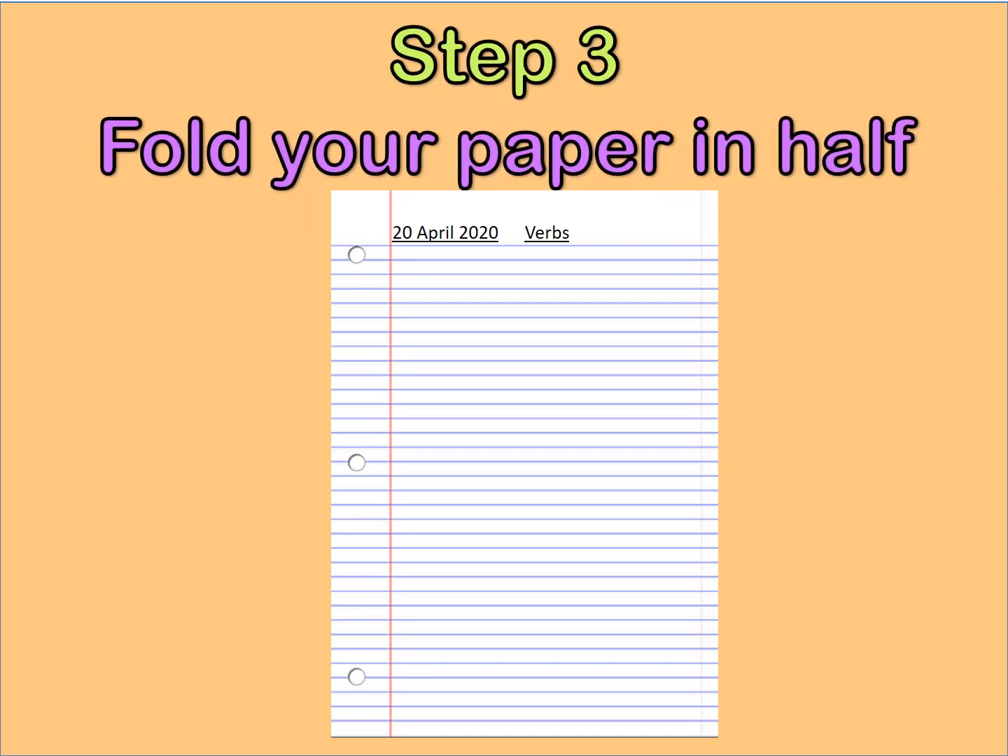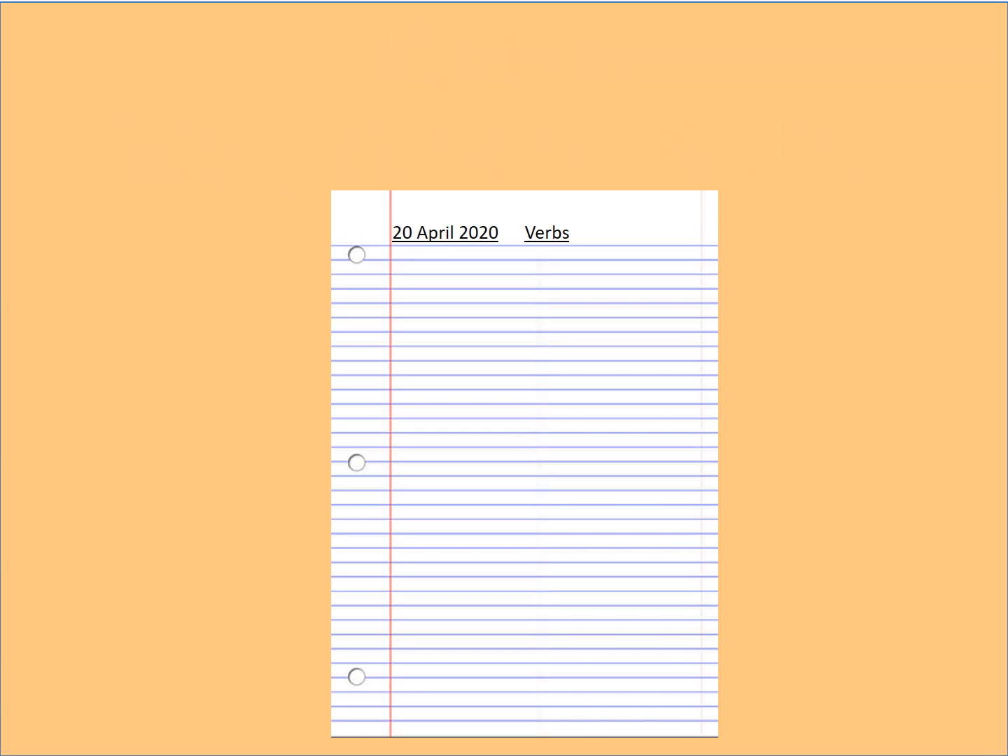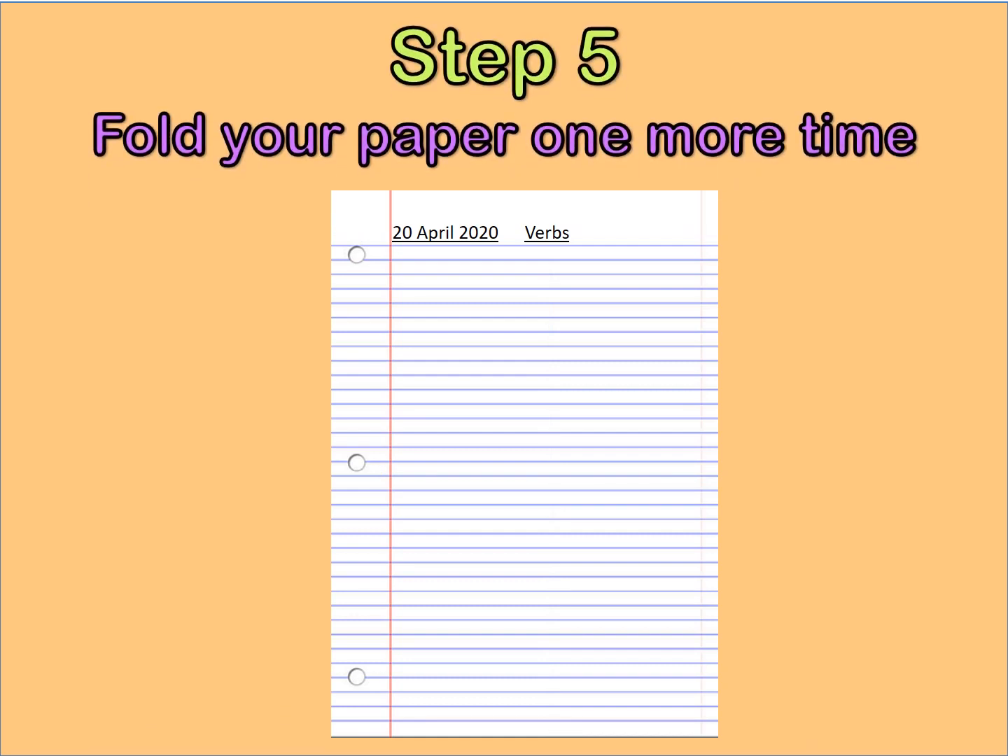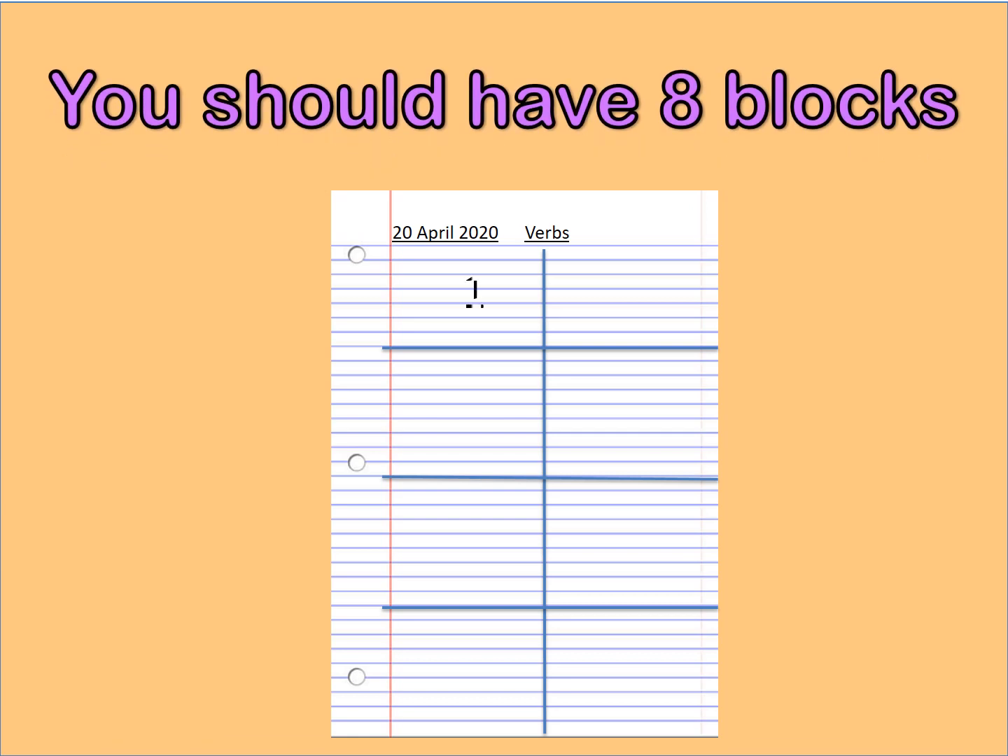Step 3, fold your paper in half. Step 4, fold your paper in half the other way. So you should have 4 blocks now. And step 5, fold your paper one more time. So if you have a look there, that's how I folded my piece of paper. You should have 8 blocks. If you have 8 blocks, you know that you have done it correctly. Well done.